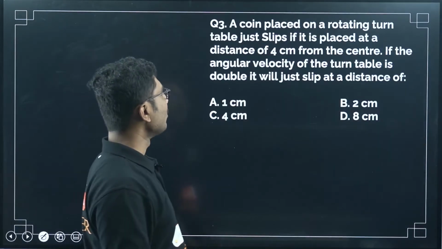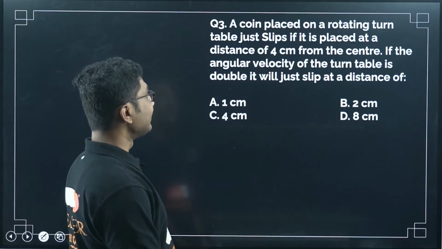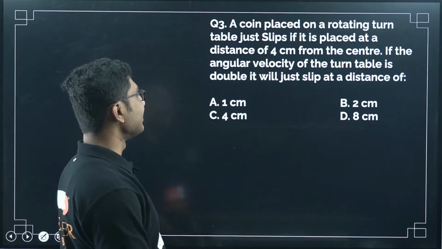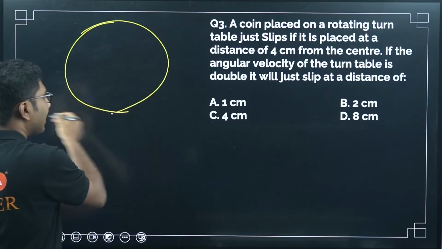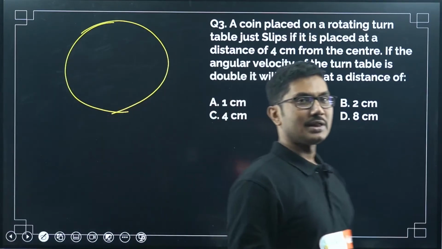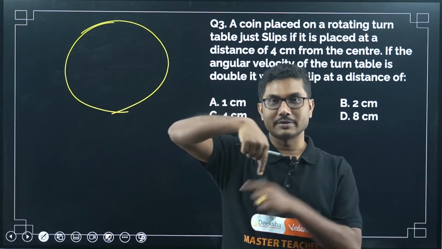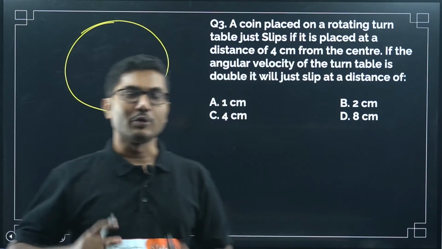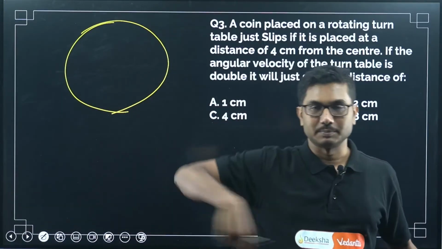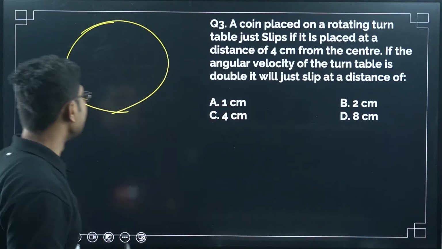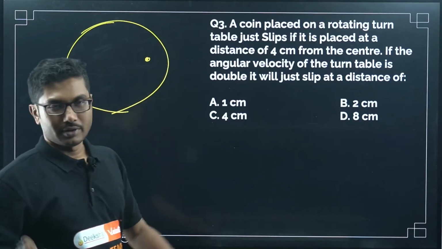Now let's move on to question 3. A coin is placed on a rotating turntable, just slips if it is placed at a distance of 4 centimeters. So turntable means, if you have seen a gramophone disc, maybe in a cinema, maybe in a movie theater, they rotate it like that, and there is a pin which plays the song, right? So rotating turntable means it is a table like that, the gramophone. The table itself is rotating, and you place a coin on top of it.